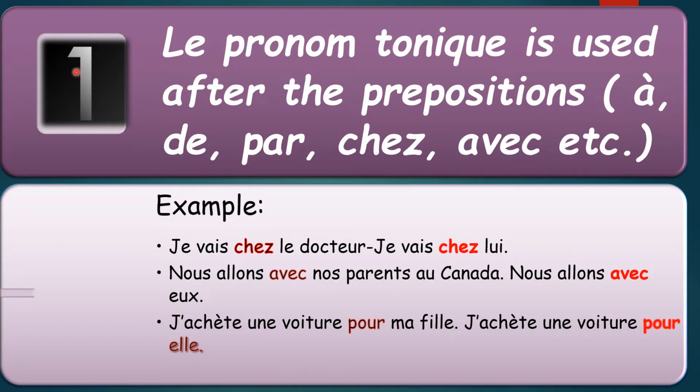Let's see where we can use pronoms toniques because there are certain rules to use them. Number 1. Le pronom tonique is used after the prepositions à, de, par, chez, avec, etc. They are placed after the preposition and they replace only and only human beings. Pronoms toniques are useful for replacing human beings only.